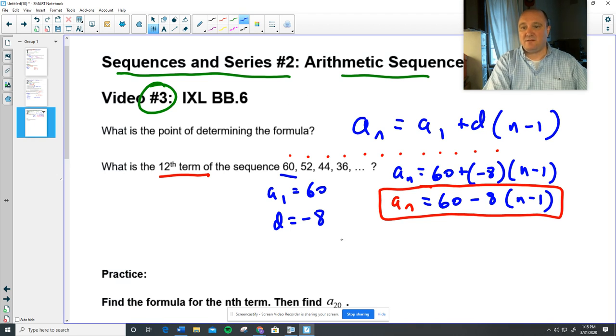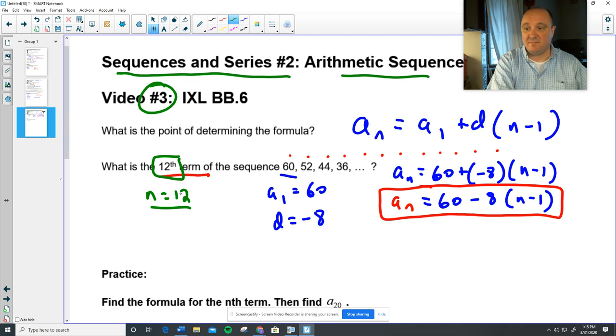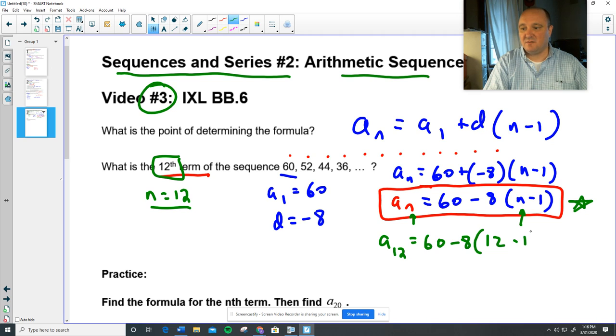Well, how do I do that? I take the number of the term I'm trying to find. Here it's 12, and that is my n value. So if I was looking for the 5th term, n would be 5. If I was looking for the 100th term, n would be 100. Here, n is 12. And I go over to the formula that I've come up with, and for n, I plug in 12. Now I don't just plug in 12 here, I plug it in here as well. So I get a sub 12 equals 60 minus 8 times 12 minus 1.